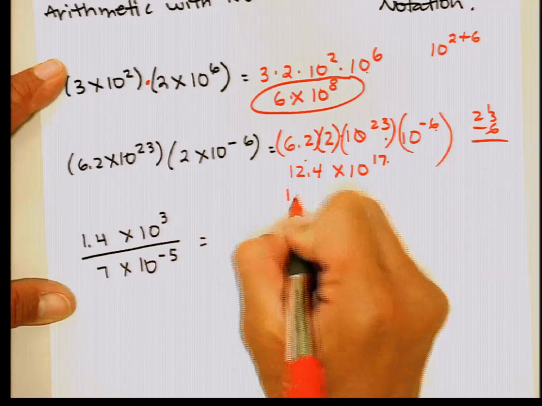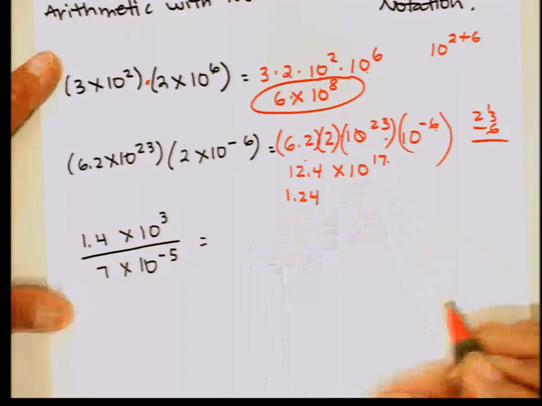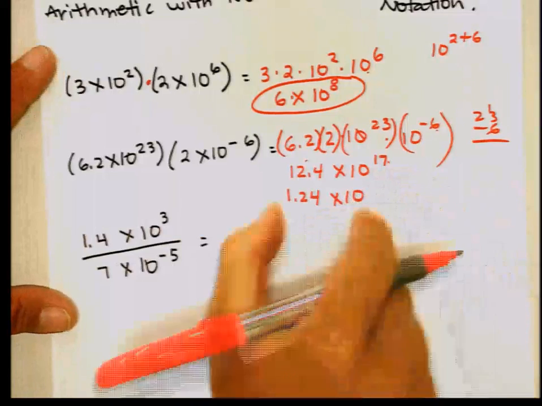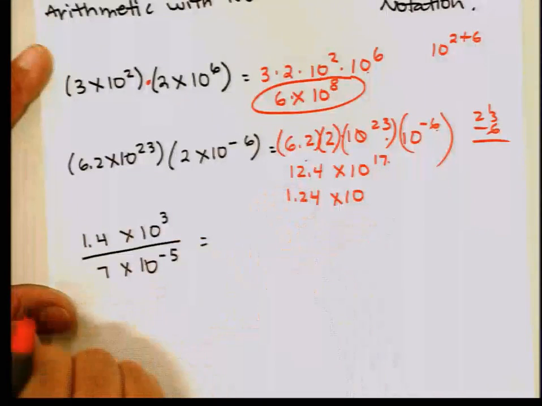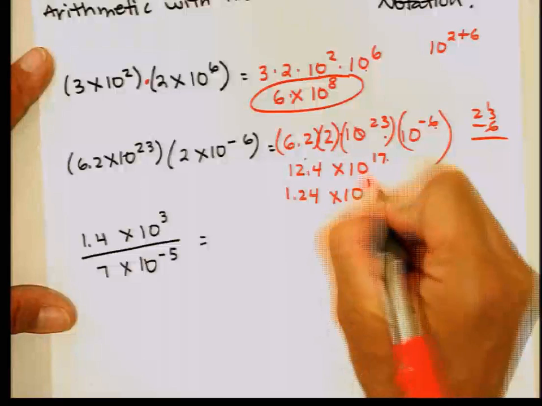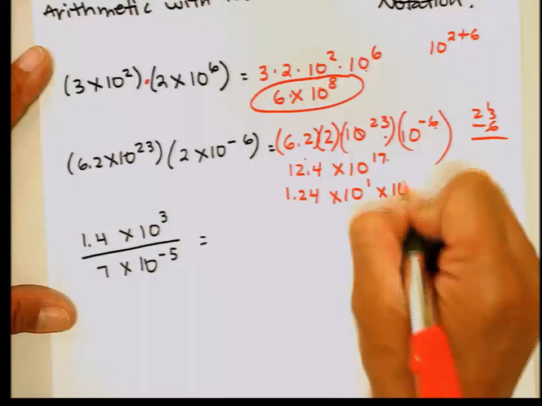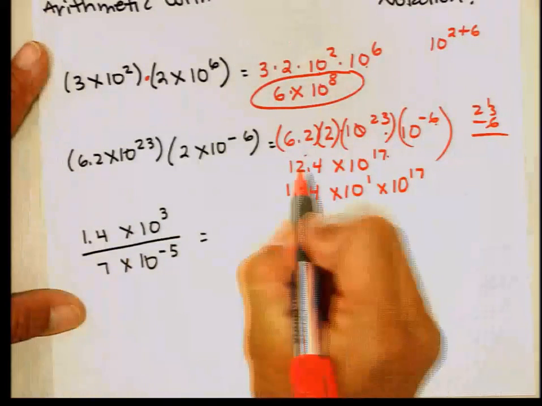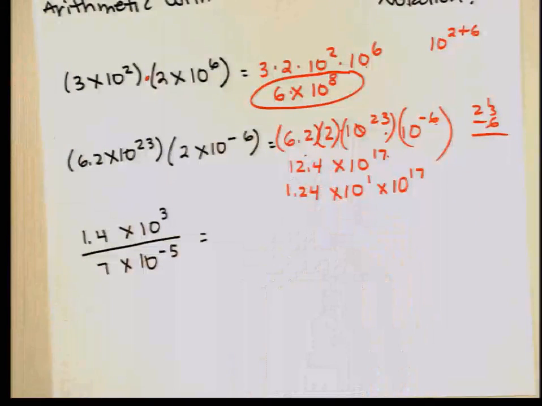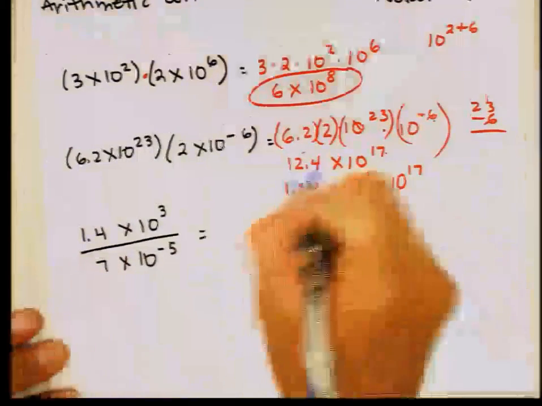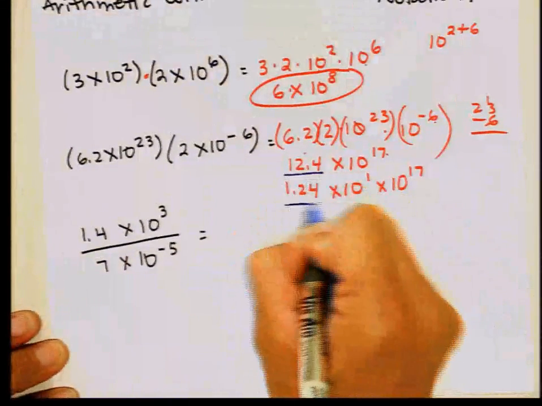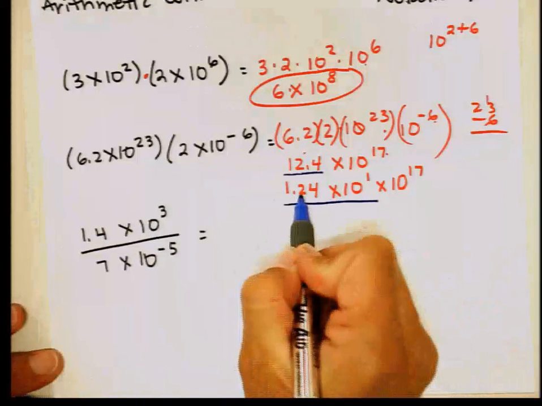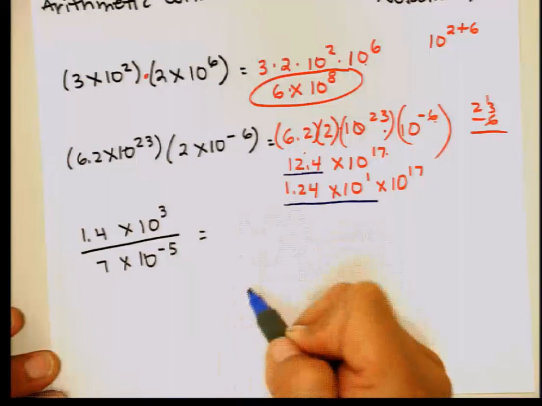So 1.24 times 10 would get me back to 12.4 times 10 to the first. And then I still had my times 10 to the 17th. So 12.4 is 1.24 times 10, and 1.24 is the number I need in front.